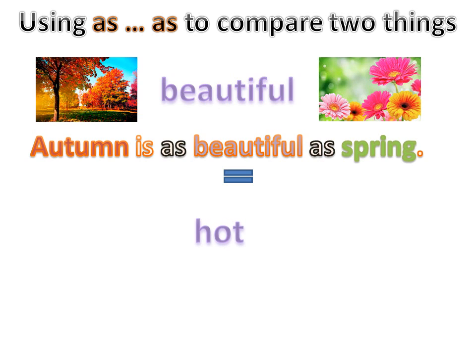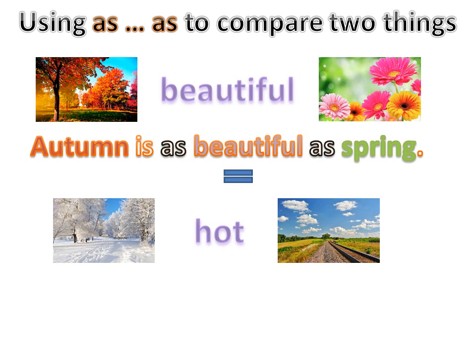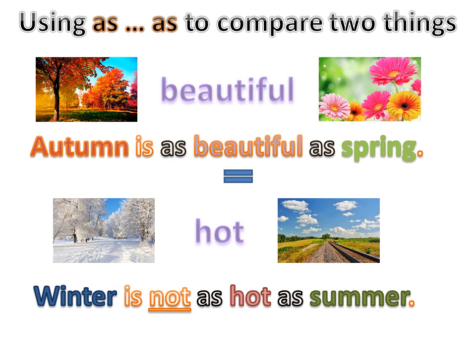Now let's think of which season is hot. Well, it's very easy to think of summer. However, with winter, it's the opposite. So to express this, we can use the same sentence pattern, except we include the negative. Winter is not as hot as summer, and this tells us that winter is cold while summer is hot.